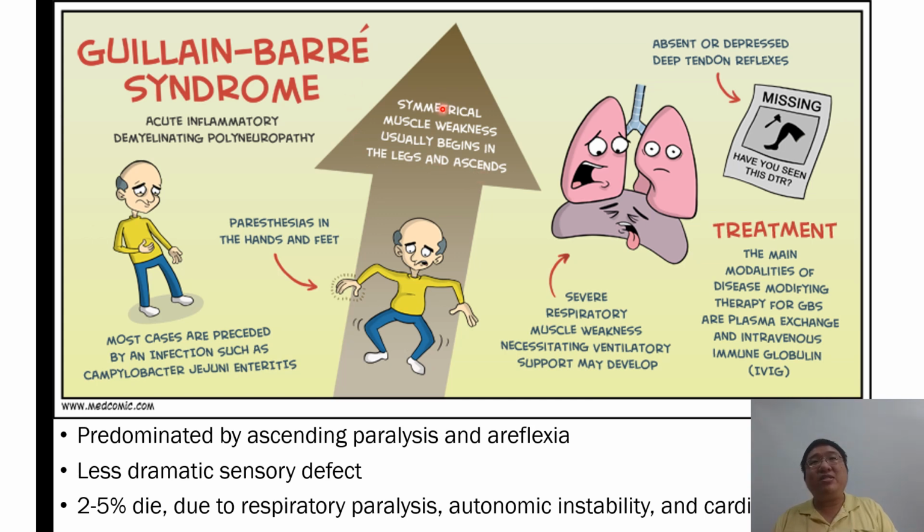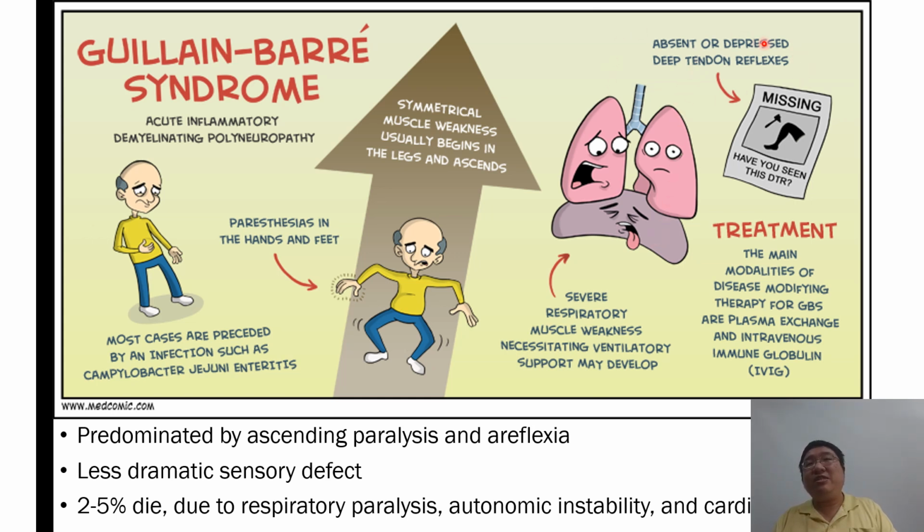So just remember symmetrical muscle weakness. I think that explains a lot. And the patients will complain of sensory deficit also, but it is not a predominant feature. And the big problem will come when the weakness affects the diaphragm. So the patients may suffer respiratory paralysis and also autonomic instability.